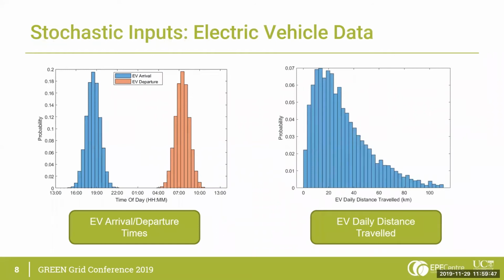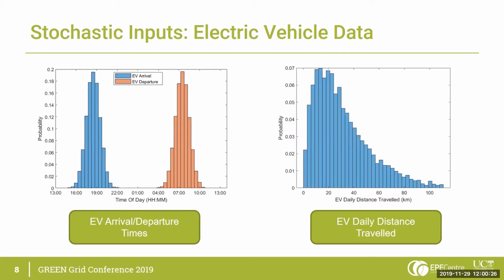EV arrival and departure times are also sampled from distributions. Arrival times are assumed to be normally distributed around 6 p.m., and this can be seen in the blue distribution on the left. Similarly, departure times are normally distributed around 8 a.m., which is seen in the orange distribution, again on the left. Both distributions have a standard deviation of 1 hour. These distributions were assumed in the absence of a large enough body of trial data or survey data regarding when people arrive, so hopefully we can improve on this in the future.